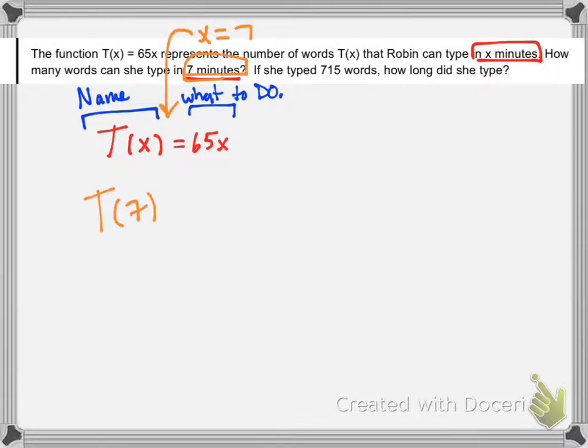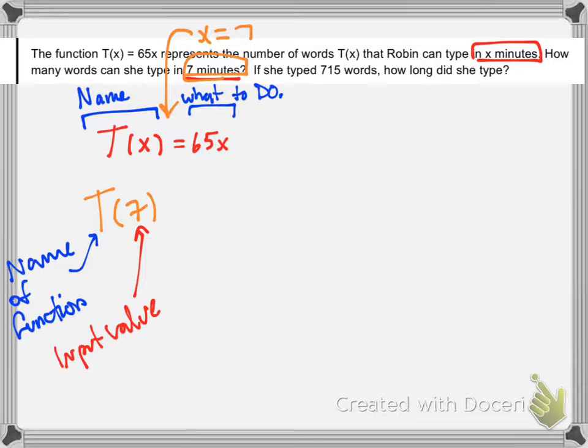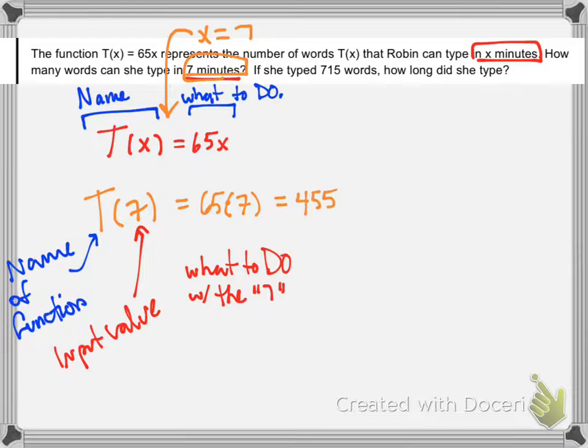So when it says 7 minutes, we plug in x equals 7. This is the name, so this is function t, and what we're plugging in is a 7. What we actually do with that is substitute the 7 in for x on the other side. Then we compute and we get 455. So in the context, that stands for words. So 455 words in 7 minutes.